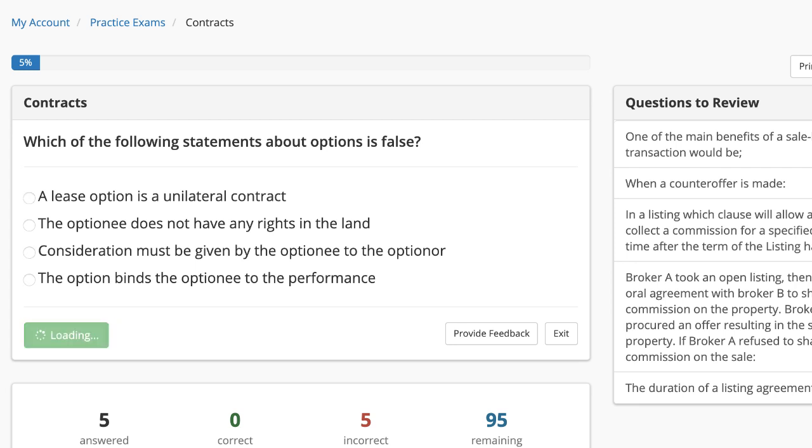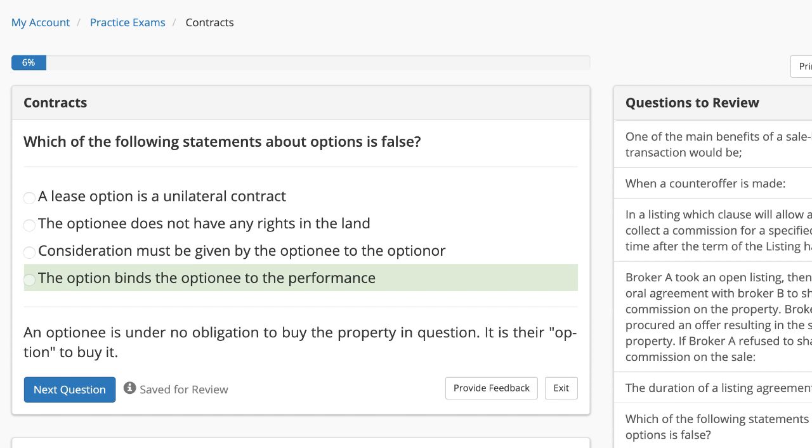Okay, and the answer is D, the option binds the optionee to the performance.